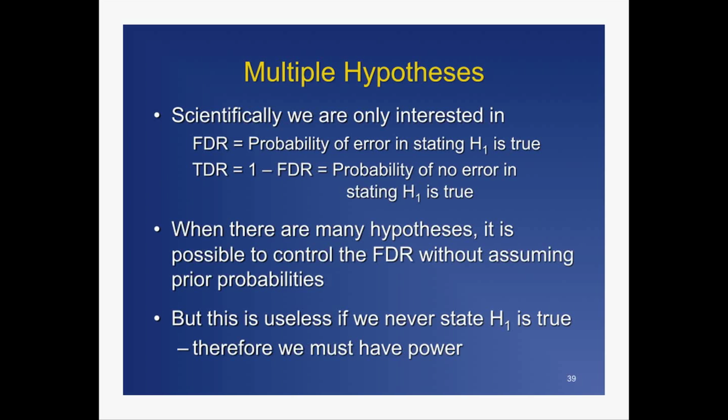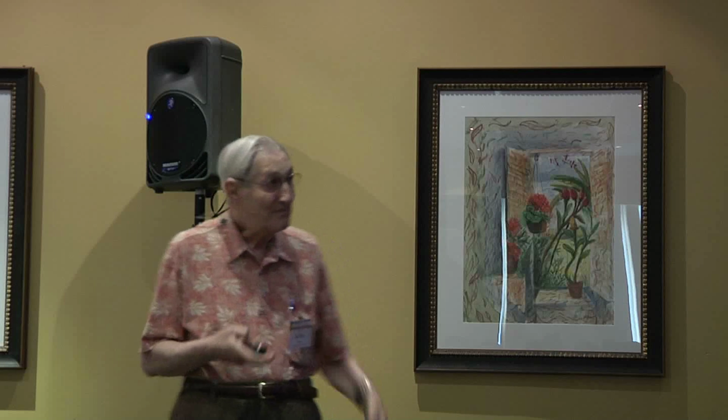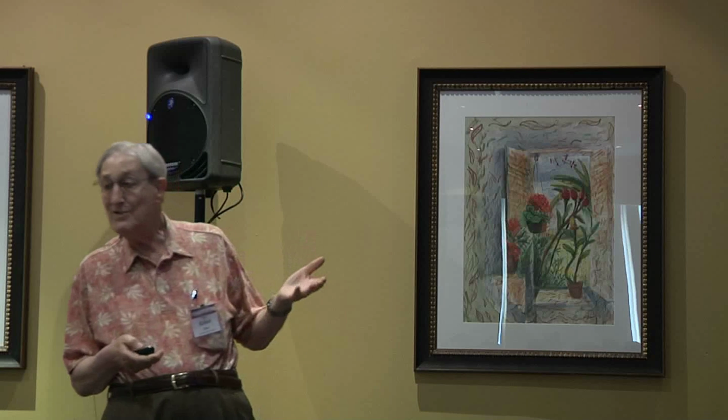Okay, multiple hypotheses. Well, first of all, what you're really interested in is the false discovery rate, the probability of error in stating the alternative is true, or the true discovery rate, which is 1 minus that. In your handout, there's a not in here. Throw that out. I don't know how it got there. Just cross it off, okay? So those are the only things you're interested in.